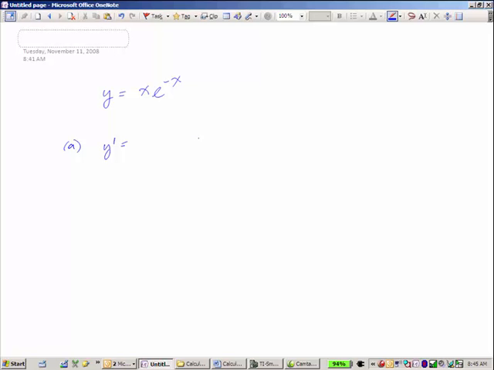Morgan? Is that a hand or you? No, okay, go ahead. Would it be negative x squared? No way. Alicia? x for e to the negative x times negative 1, first times the derivative of the second, plus e to the negative x times 1, second times the derivative of the first. I think you were trying to bring x out in front or something.